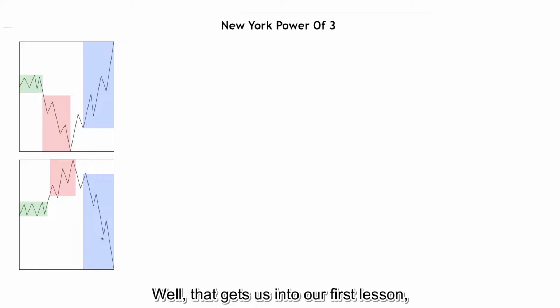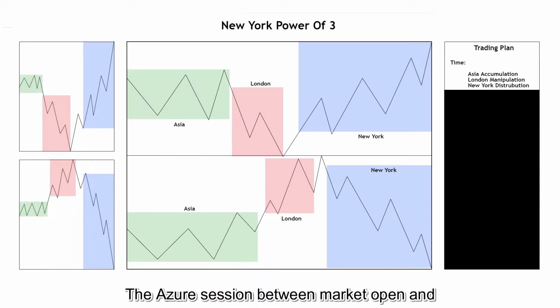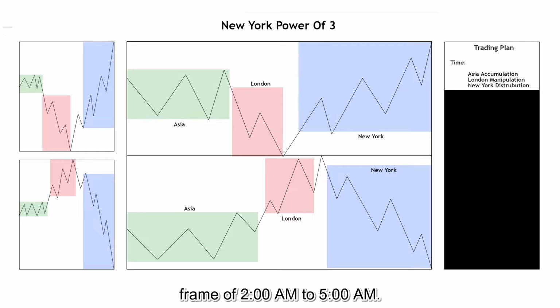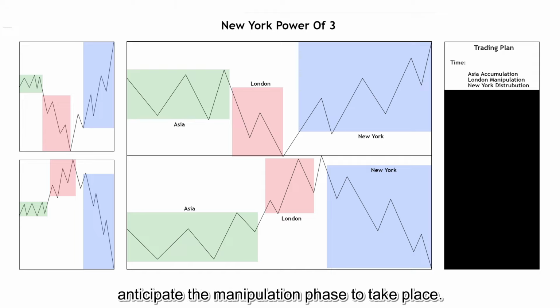Well, that gets us into our first lesson, which is time. The Asia session between market open and 12 a.m. EST is when we can anticipate some measure of accumulation to take place, followed by London session between the time frame of 2 a.m. to 5 a.m. Eastern Standard Time is when we can anticipate the manipulation phase to take place.